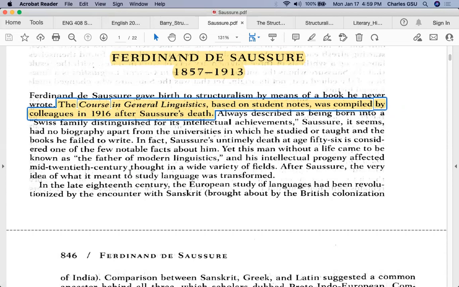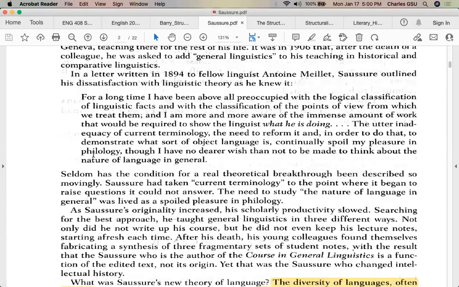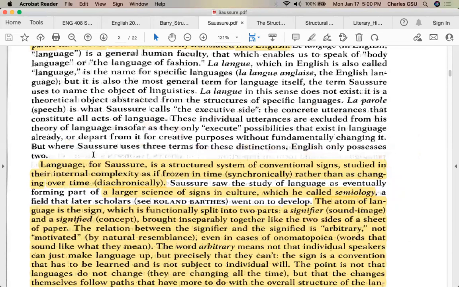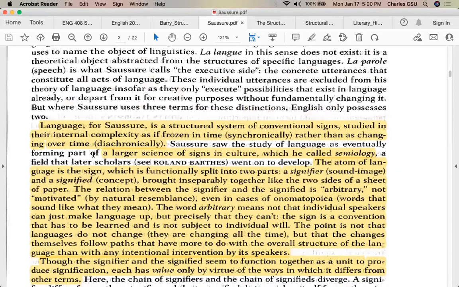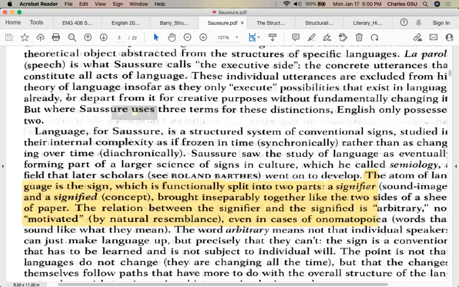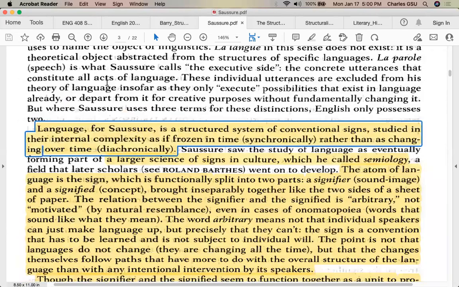And this, a bit of part of the fragmented nature of it, is that it's compiled by his students who were in his class. But we kind of get the gist, basically. So you have here again the kind of definition. These are the Norton Anthology editors.